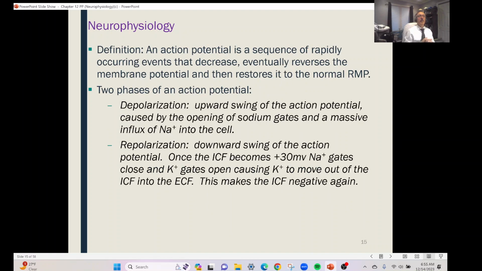So let's take a look at what an action potential is. Let me read the definition. It's not going to make a lot of sense. We'll look at a graph and then maybe go back to this definition and see if it makes more sense. An action potential is a sequence of rapidly occurring events that are going to decrease, eventually reverse the membrane potential, and then restore it back to normal. So we're going to see some changes from our resting membrane potential. We're going to divide the nerve impulse into two parts, depolarization and repolarization.